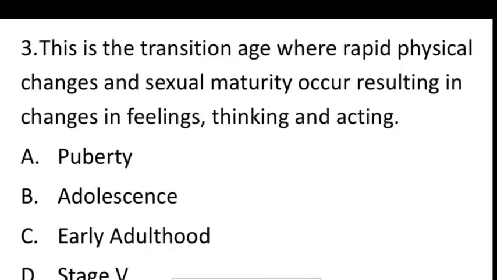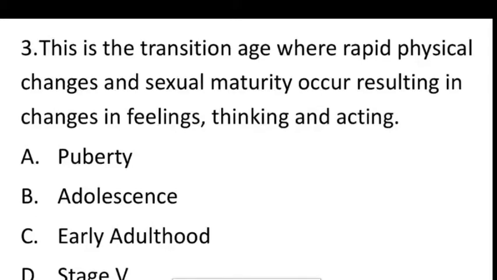Okay, now we go to number 3. Number 3's question is, this is the transition age where rapid physical changes and sexual maturity occur, resulting in changes in feelings, thinking, and acting. Okay, what do you think is the correct answer? Is it A, puberty, B, adolescence, C, early adulthood, or D, stage 5?